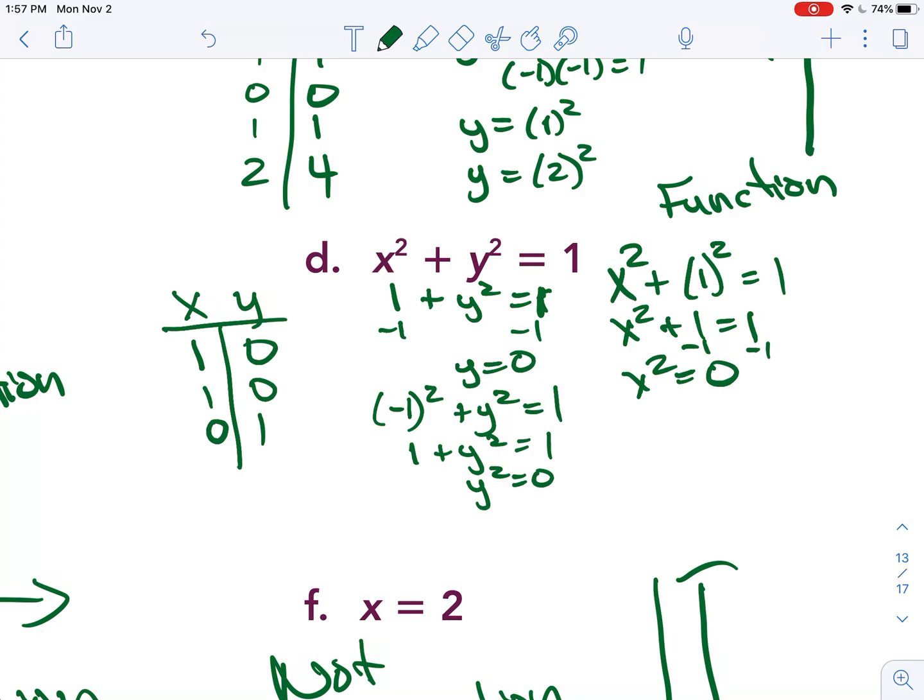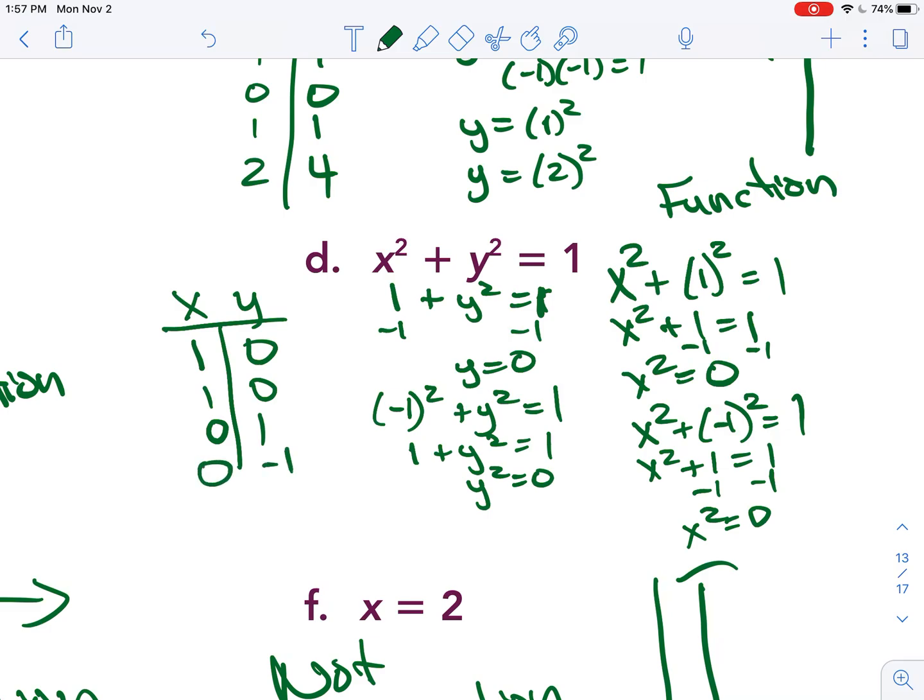Okay, so now let's try it if I plug in a -1 for the y. Oops, I didn't mean to write 0. So x squared plus 1 equals 1. I subtract. x squared equals 0. Guys, 0 could be either one of those. So 1, 0. Oh, that was a negative 1. Sorry about that.